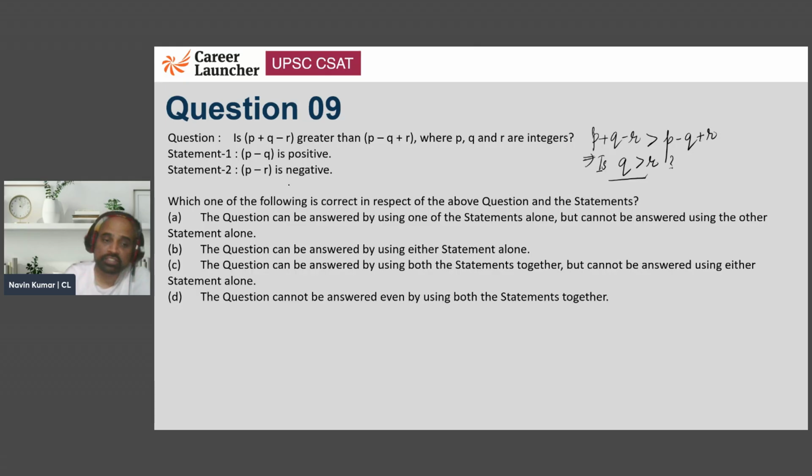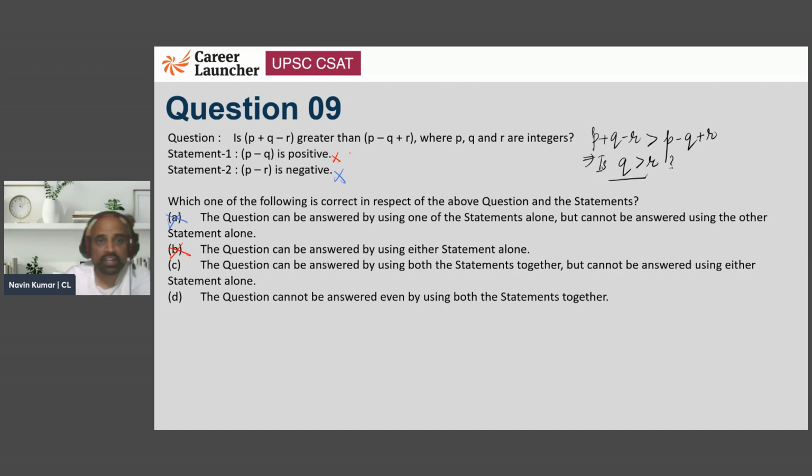If I look at the first statement, it says P minus Q is positive. How is that related to R? Can't answer. So statement B is no. Next, P minus R is negative. So how do we know this? Q is missing here. So this gets eliminated. So option A is not possible.